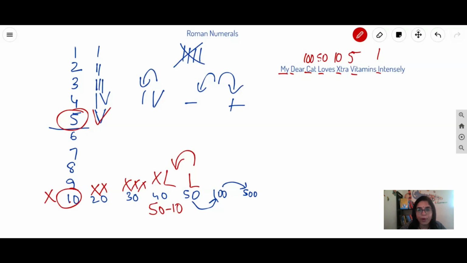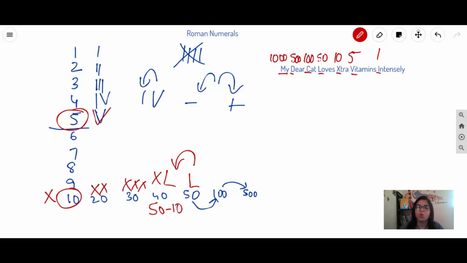What's the next turning point? It is a 500. So D is a 500. So the next turning point, it's a 1000. So M is a 1000, D is a 500, C is a 100, L is a 50, X is a 10, V is 5, and I is a 1.